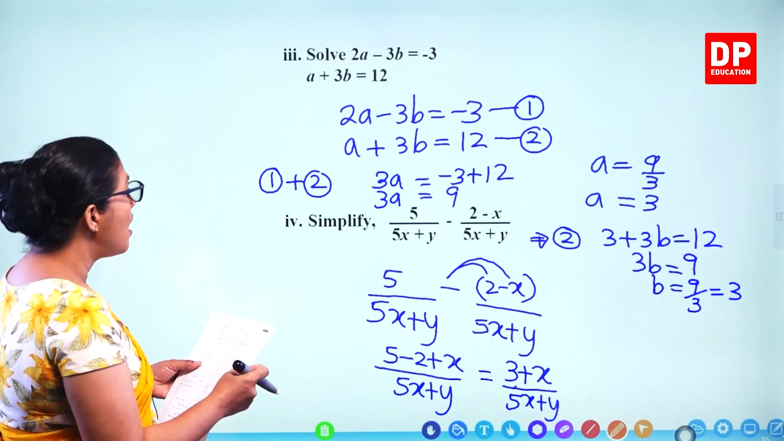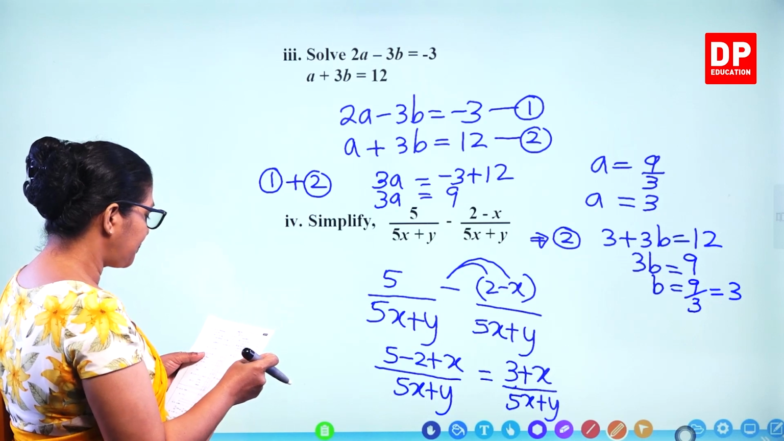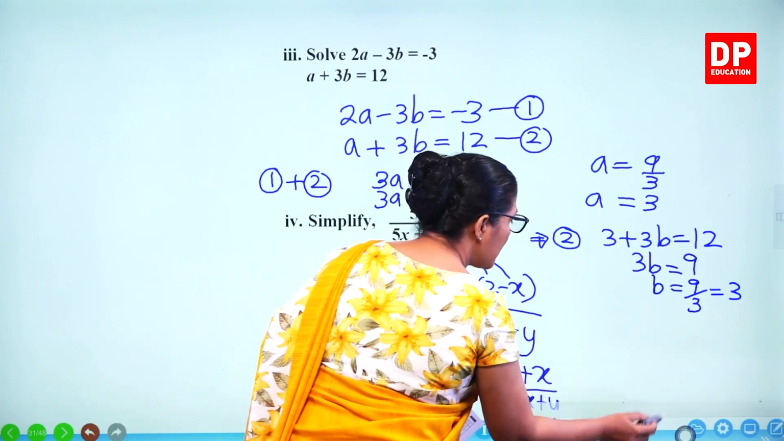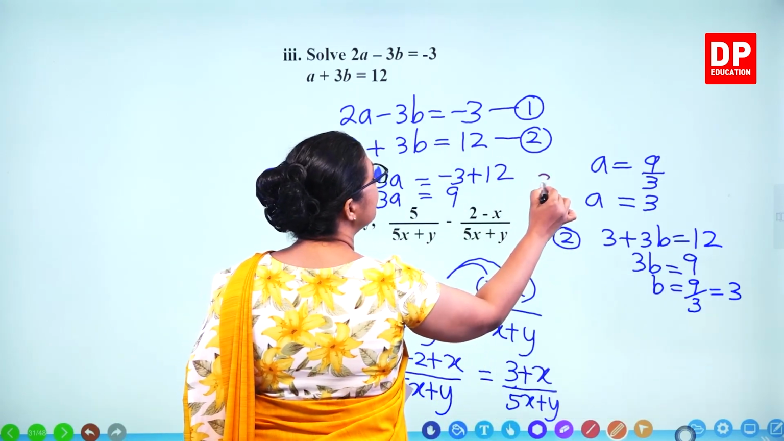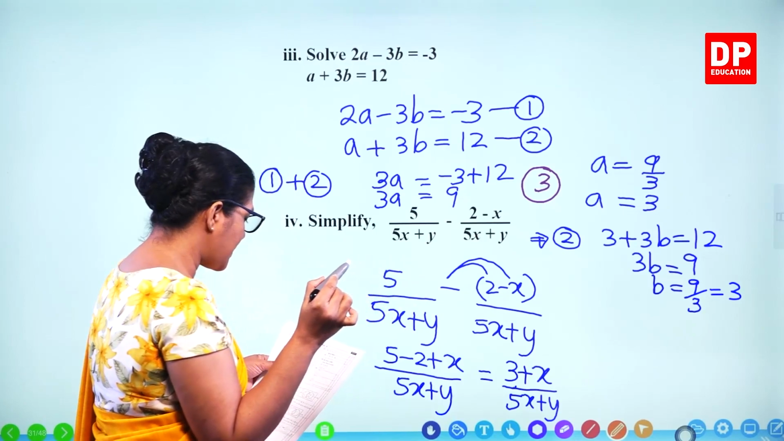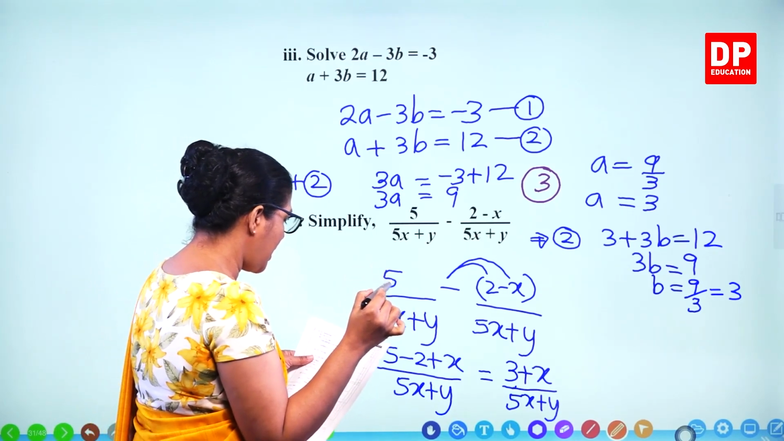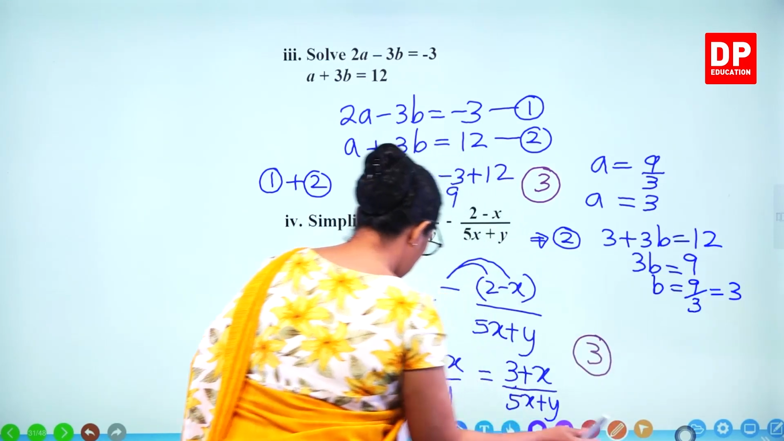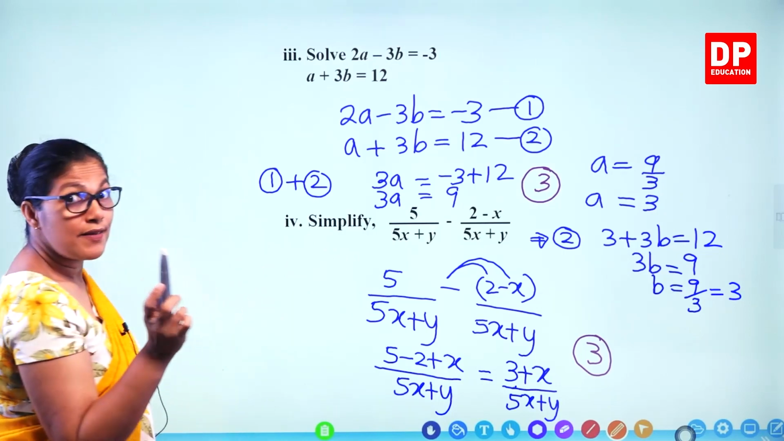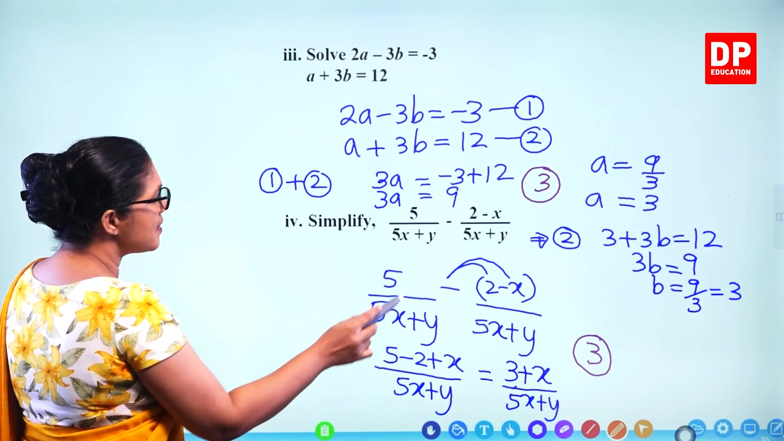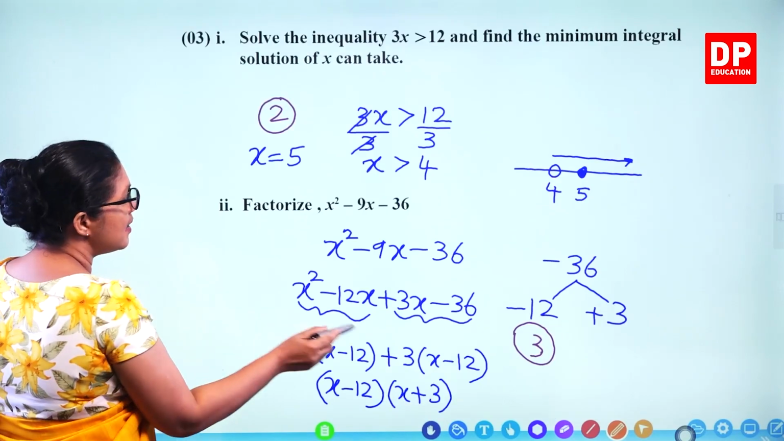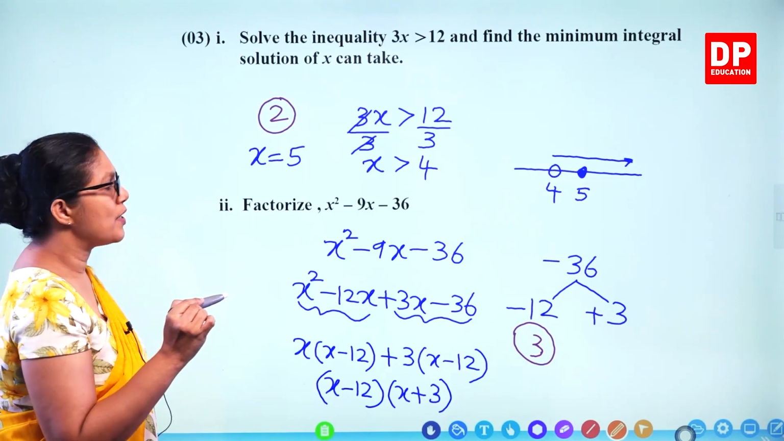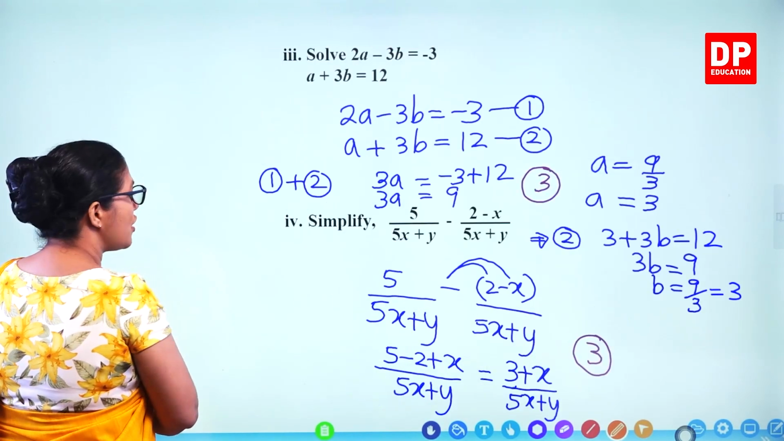So here, how many marks for solving? a equals 3, b equals 3. You get 3 marks for solving the equation. And 3 plus x over 5x plus y, another 3 marks. So altogether, 3, 3, 6 and 9 plus 2, 11 marks for the whole question. Let's do question number 4.